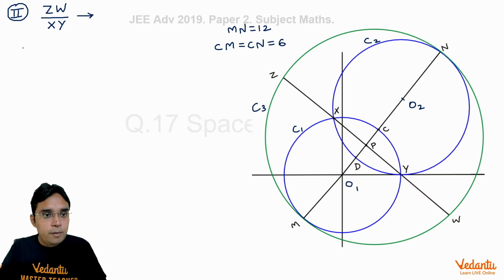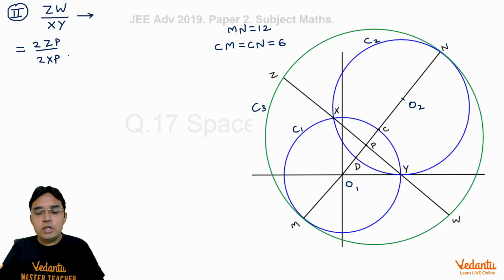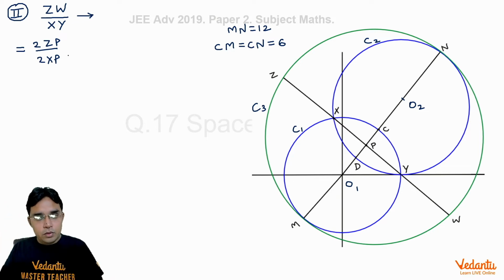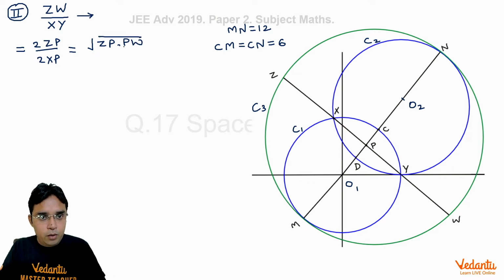Now this ZW upon XY can be written as 2 times ZP upon 2 times XP, because P lies on the line joining their centers. So this PZ is equal to PW and PX equal to PY. So we can write it like this, 2 will get cancelled, and now I'm going to write this ZP as under root of ZP into PW upon under root of XP into PY.